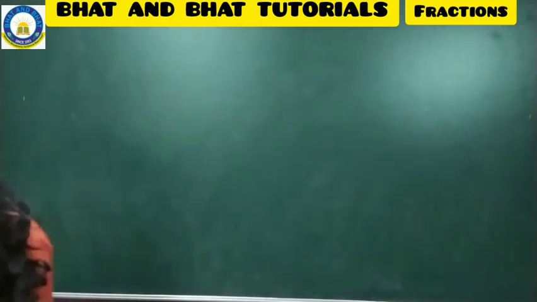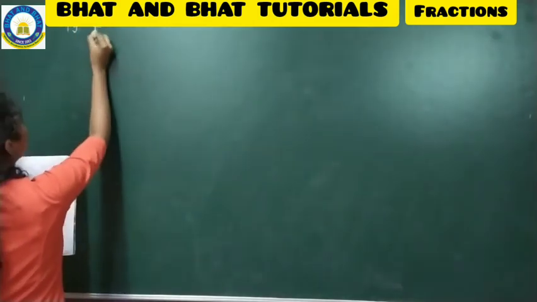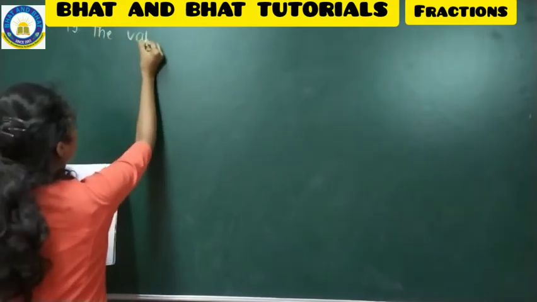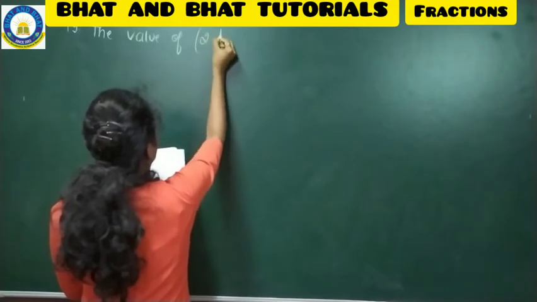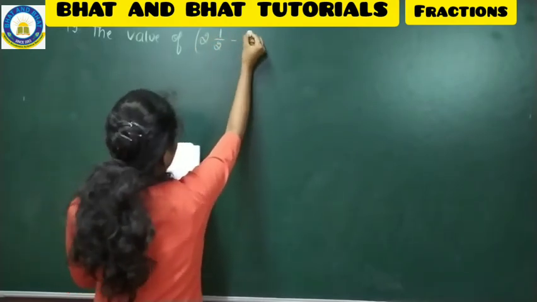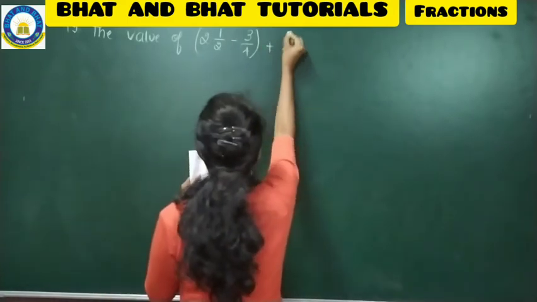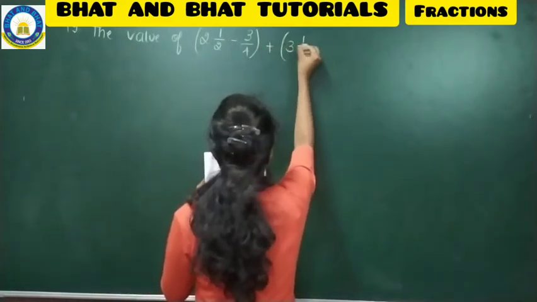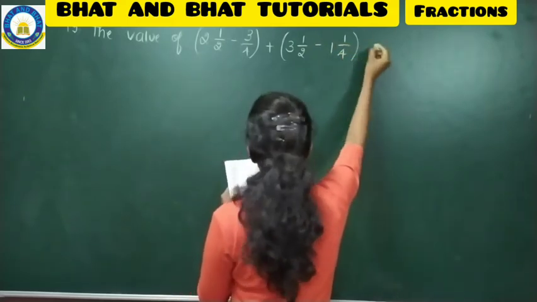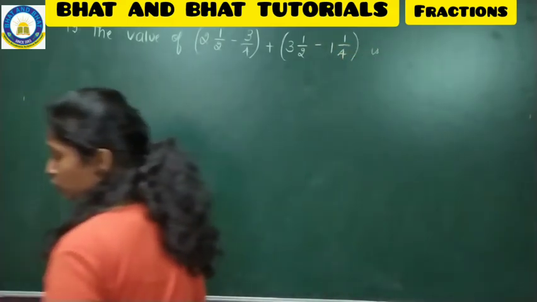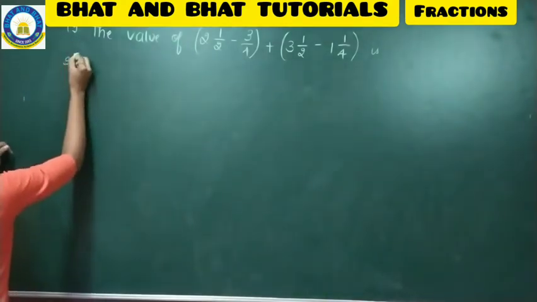Question number 19. The question is easy. See here, the value of (2 1/2 minus 3/4) plus (3 1/2 minus 1 1/4) is... So here you have to solve it. So let's go with the solution now.